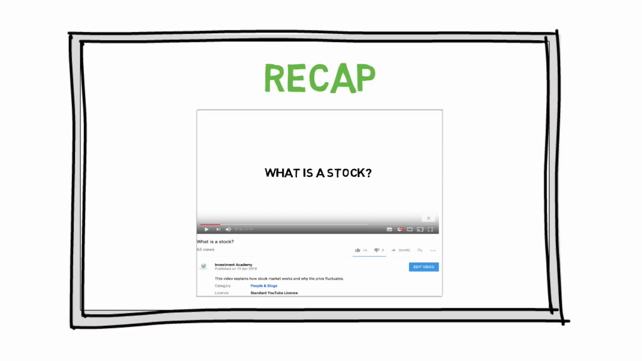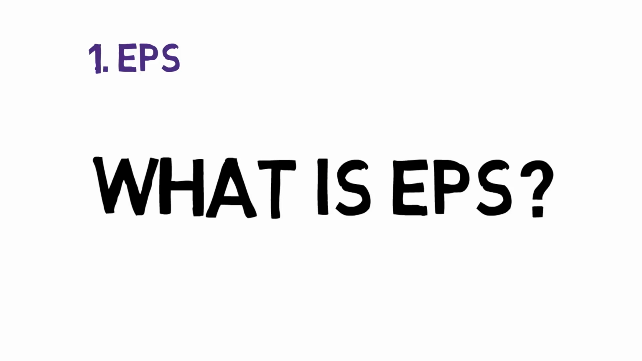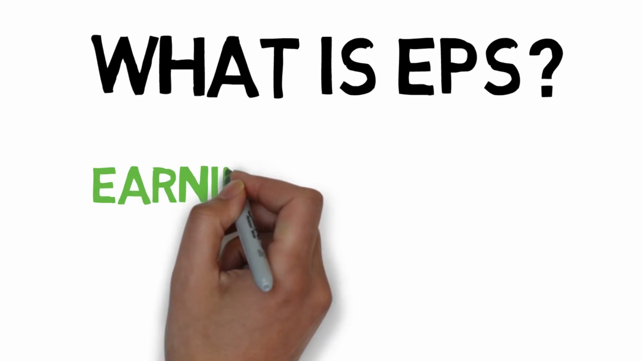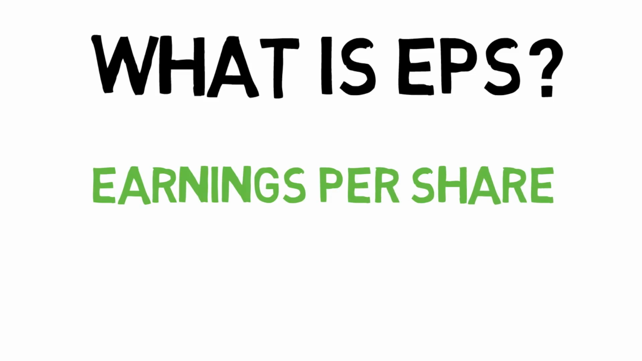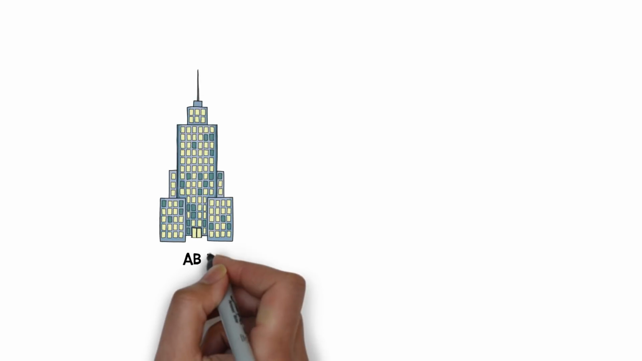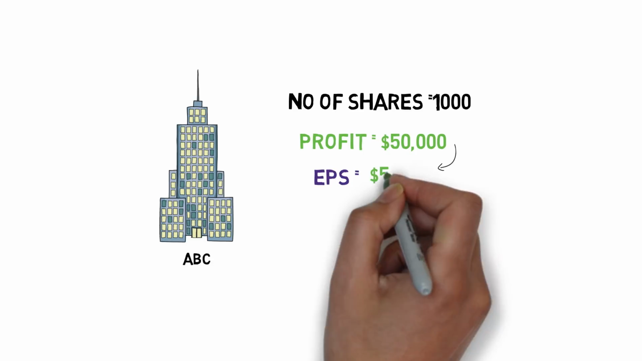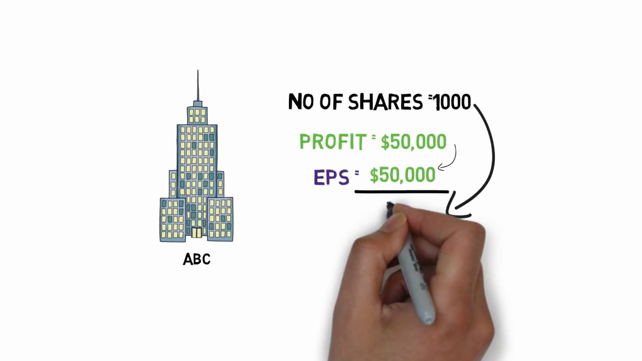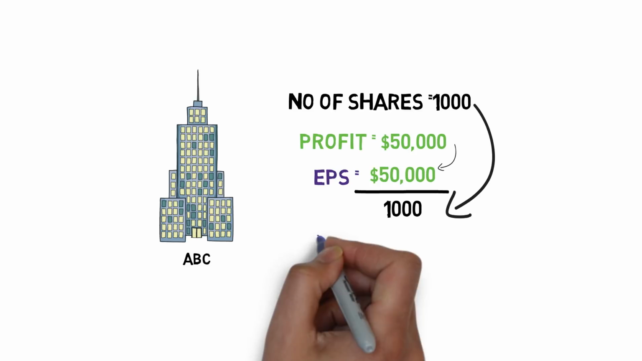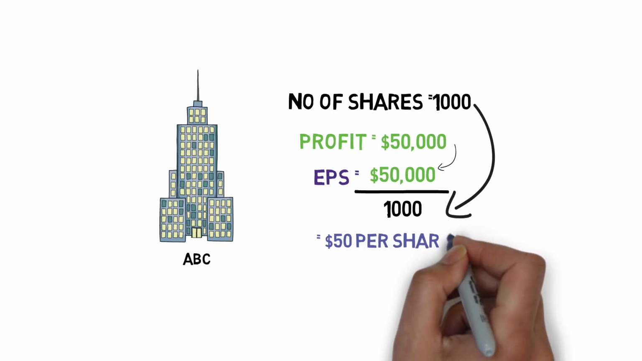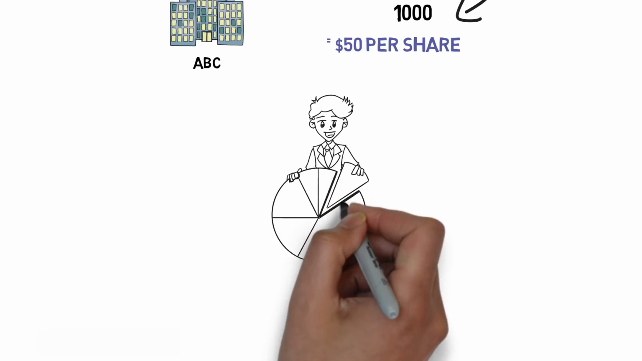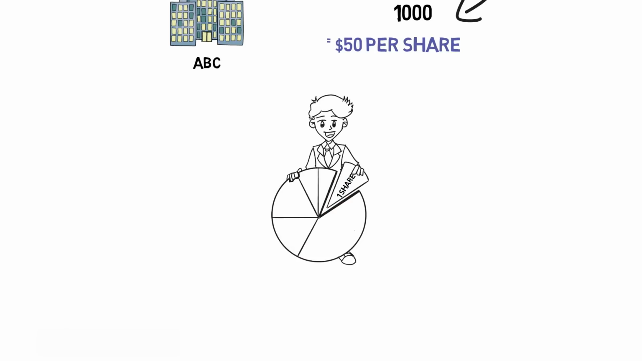Now let's get started. The first and most important ratio is EPS. What is EPS? EPS is the short form of earnings per share. Let's explain it through an example. Imagine a company, ABC, has a total of 1,000 shares and they have made a profit of $50,000 this year. What is the EPS of ABC? It's 50,000 in profits and net income divided by 1,000 shares. So, it's $50 per share. Easy, isn't it? In much simpler terms, EPS is a portion of profit that belongs to one share.